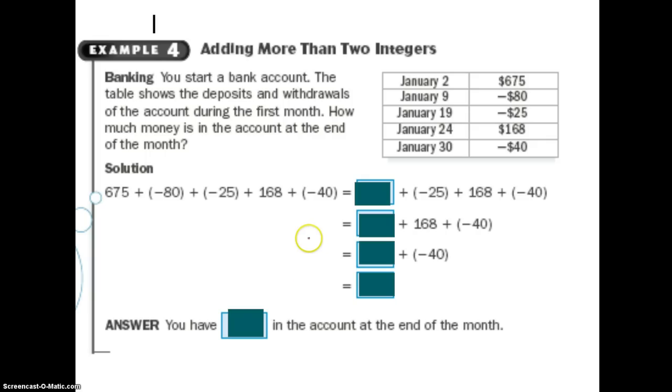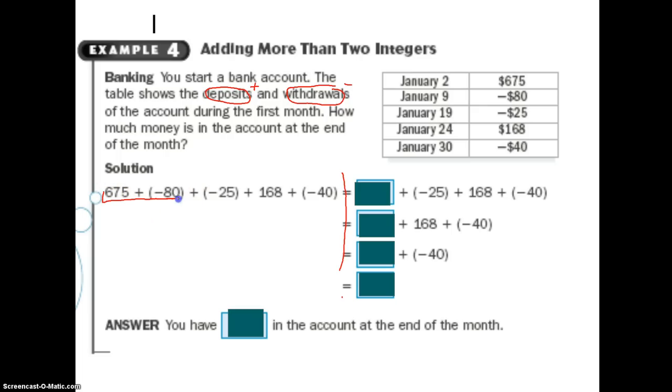Example 4. You start a bank account. The table shows the deposits and withdrawals of the account during the first month. How much money is in the account at the end of the month? First of all, you should know that deposits are going to be positive numbers and withdrawals are going to be negative numbers because you're taking money out. So we are going to add all of these together to find out the balance, which is the amount of money at the end of the month.